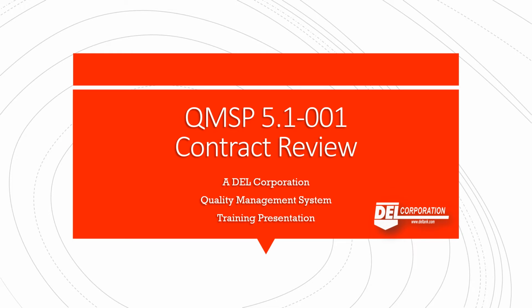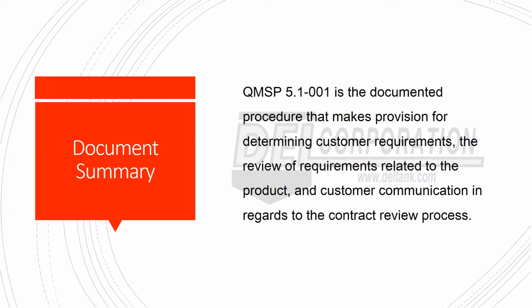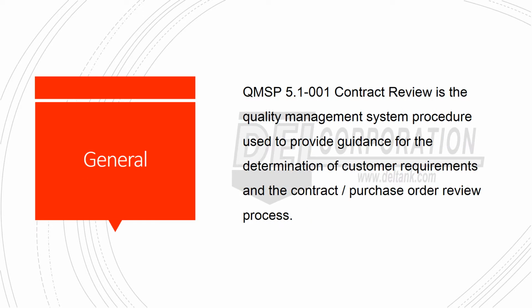QMSP 5.1-001 Contract Review, Dell Corporation Quality Management System Training Presentation. QMSP 5.1-001 is the documented procedure that makes provision for determining customer requirements, the review of requirements related to the product, and customer communication in regards to the contract review process. QMSP 5.1-001 Contract Review is the quality management system procedure used to provide guidance for the determination of customer requirements and the contract or purchase order review process.